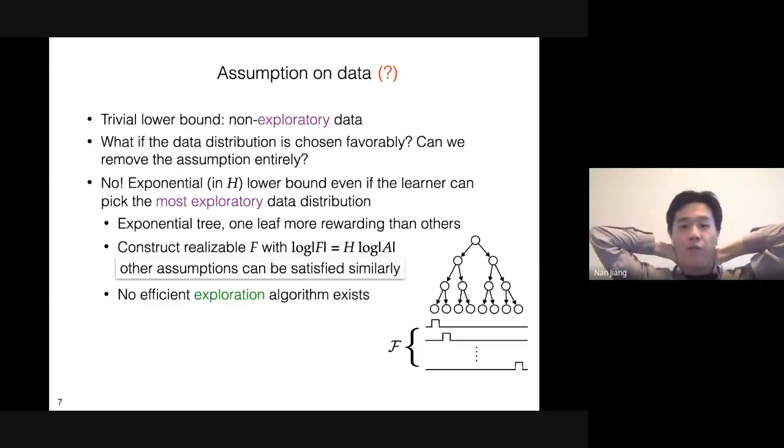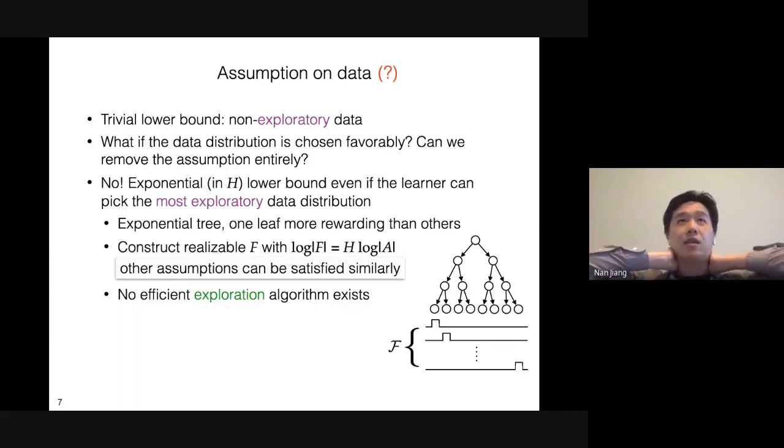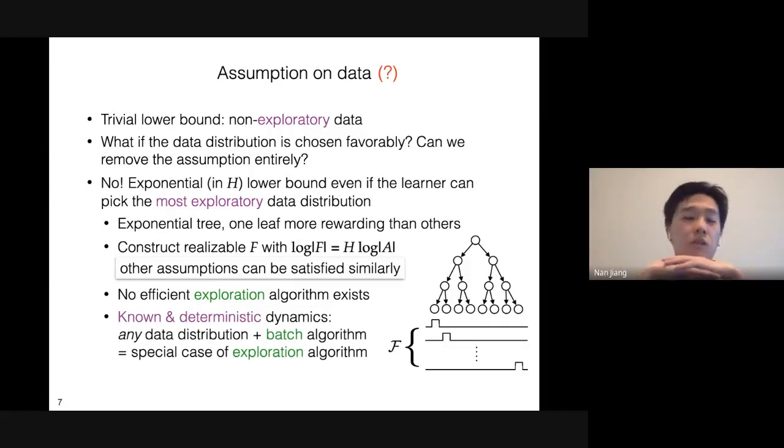If you stop here, you will realize that if all I give you is this realizable function class and a random problem in this problem family, there is no algorithm that can efficiently explore if the algorithm has online access to the environment. So this is the online setting instead of the batch setting, but we're going to connect back to the batch setting in just a second.